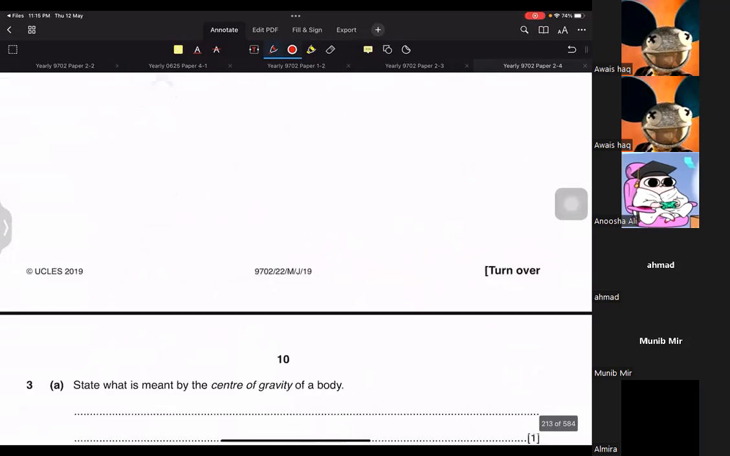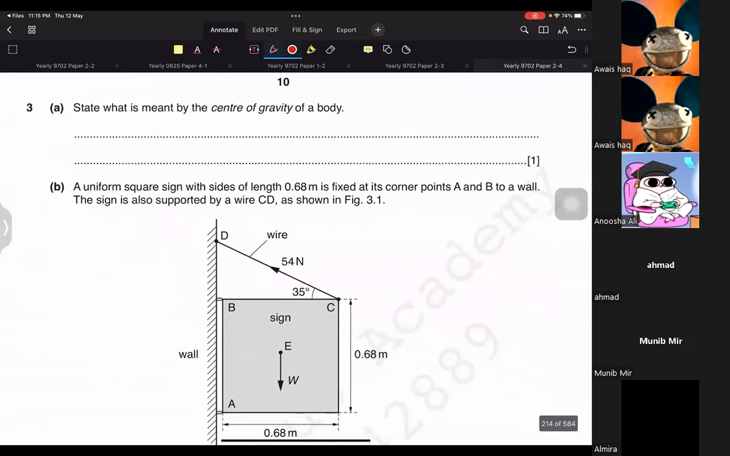All right, so going to the next one. What is meant by the center of gravity? So center of gravity is defined as a point where all the weight of the body appears to act. You can either write appears to act, or you can also write seems to act. So it should be written, very important.